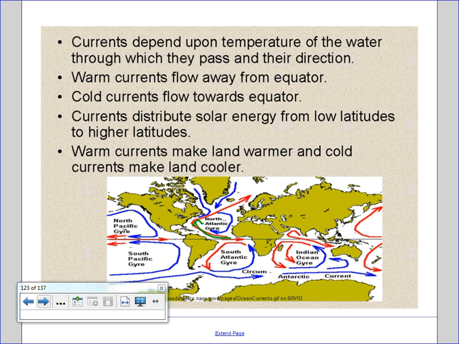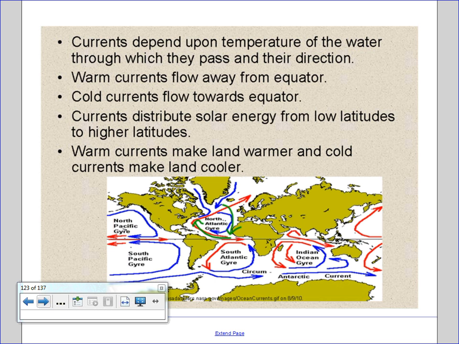But then if you have another current, like this blue one that's coming from the poles and coming down, right, that is going to be a cold current because it's bringing the cold water from the poles down to the equator. So the currents are the way to kind of balance out the solar energy. They help balance out the warm and the cold.